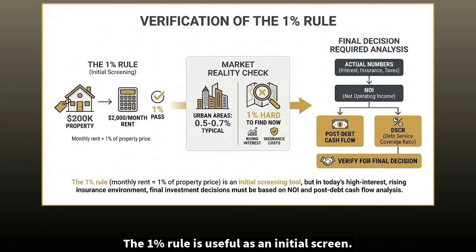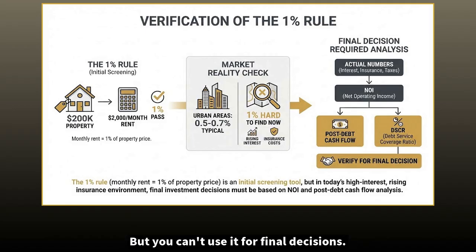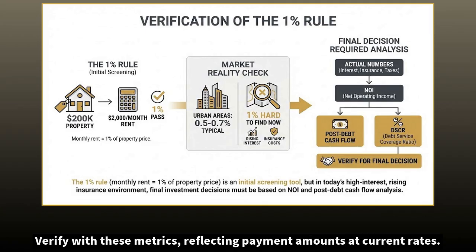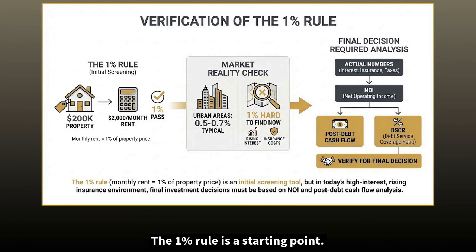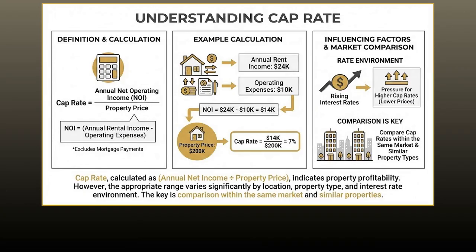The 1% rule is useful as an initial screen, but you can't use it for final decisions. What should you use? NOI and post-payment cash flow. DSCR, debt service coverage ratio. Verify with these metrics, reflecting payment amounts at current rates. The 1% rule is a starting point, not a final decision. Dig deeper into the numbers.